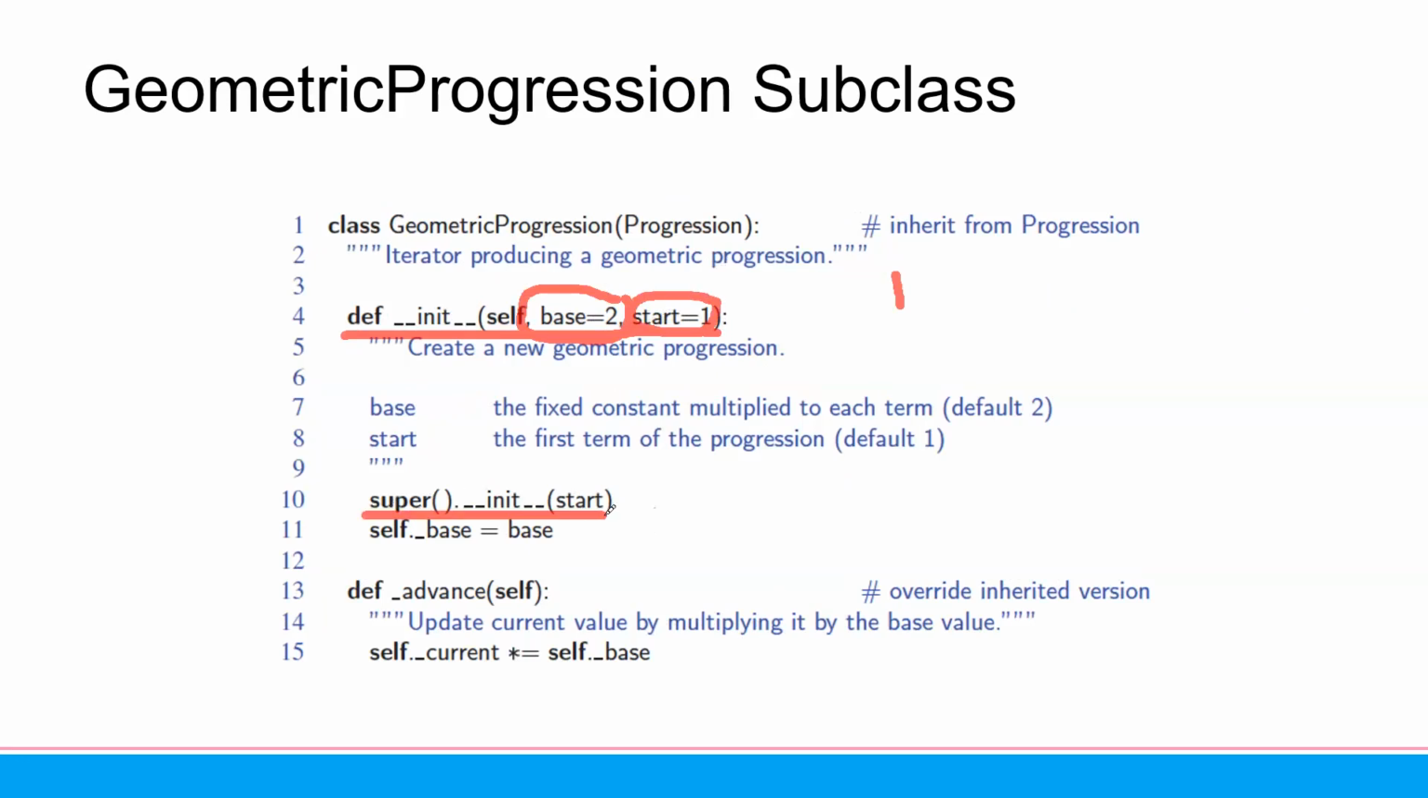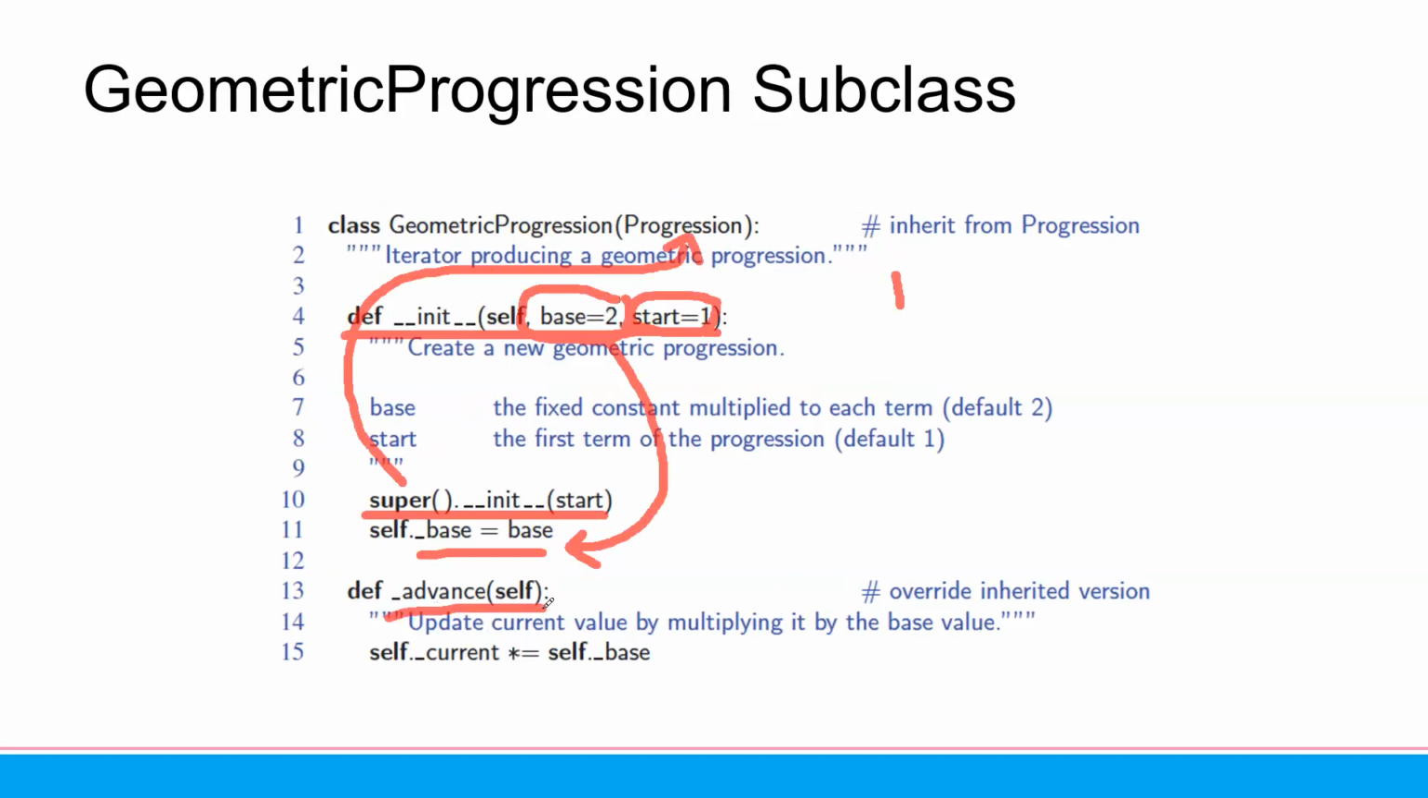So we also call the superclass. The superclass means the progression class. And then for the base, we are going to use the default value, which is 2. So this default, you can change with the parameter. If you do not give any value, then it will be 2.